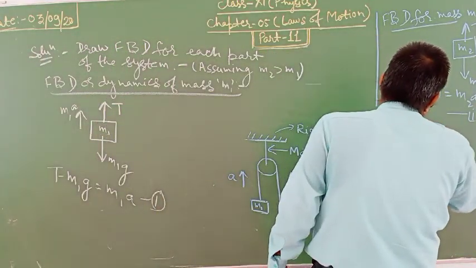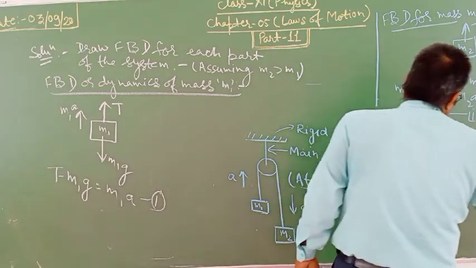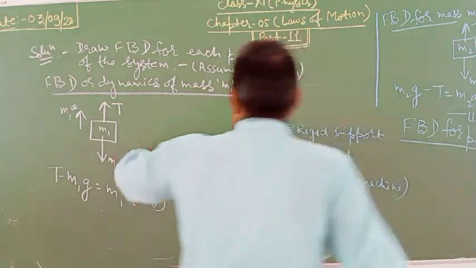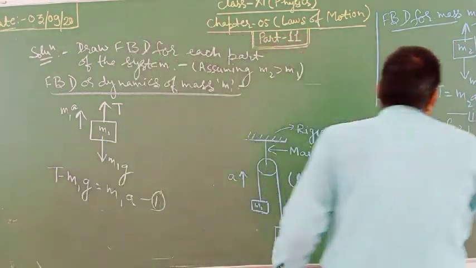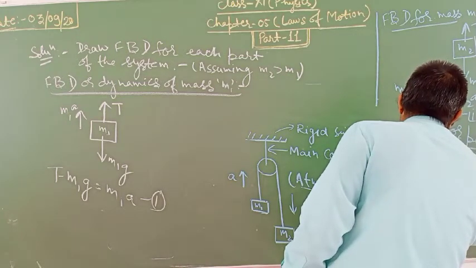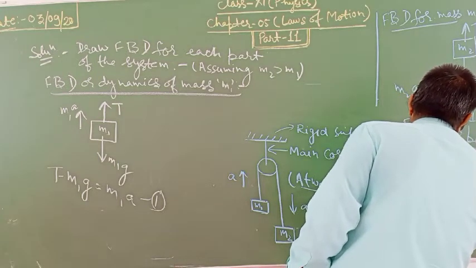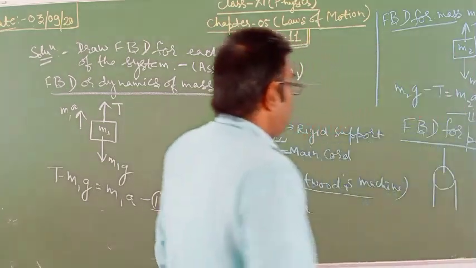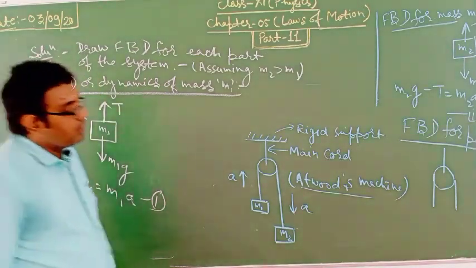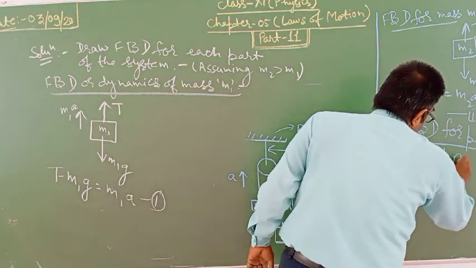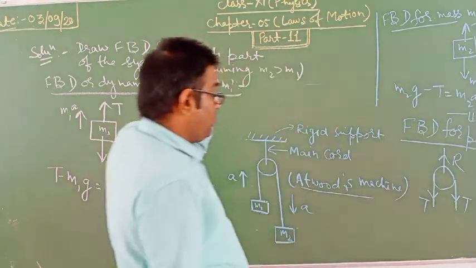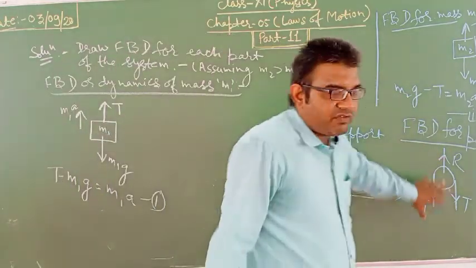Free body diagram for the pulley. For this pulley we have to draw the free body diagram. Look at here. If we draw the free body diagram for this pulley, then there is its normal reaction R and tension T.